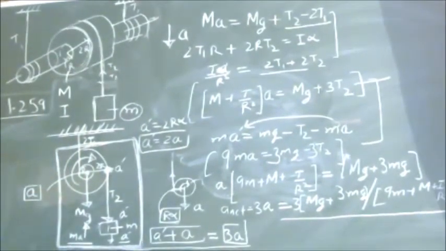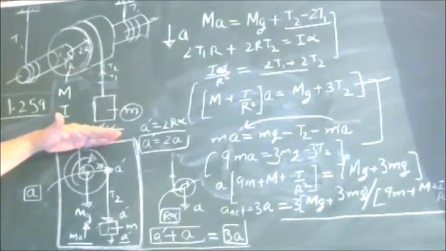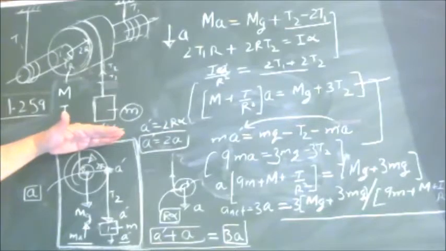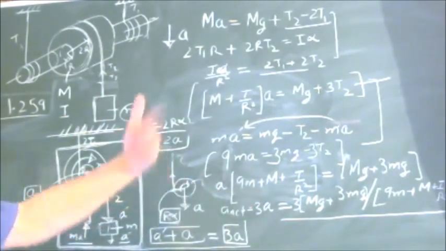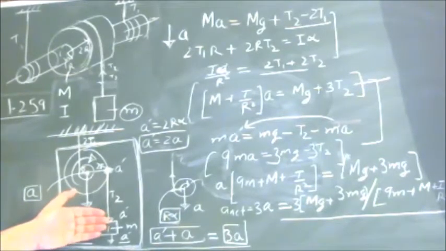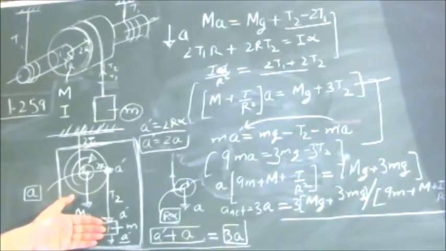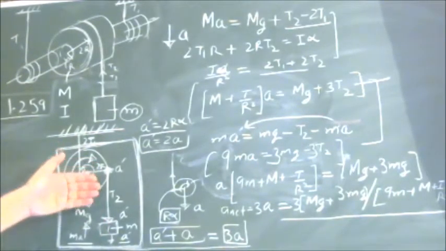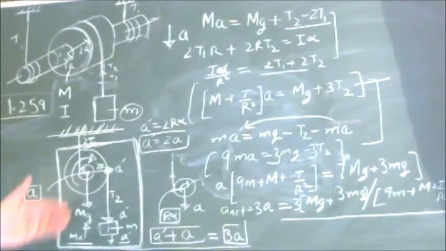So while solving these problems, it's always better to take a reference frame. And whenever you take a reference frame, and if that reference frame is itself moving with an acceleration a, or whatever the nomenclature, you have to always apply a pseudo force on the object which is in that frame of reference, and the pseudo force will always be in the direction opposite to the direction of the acceleration of the frame of reference. So this is how we should be solving these problems.